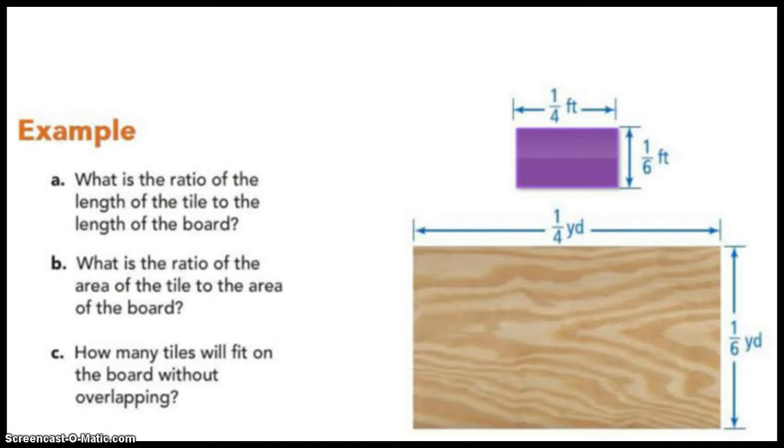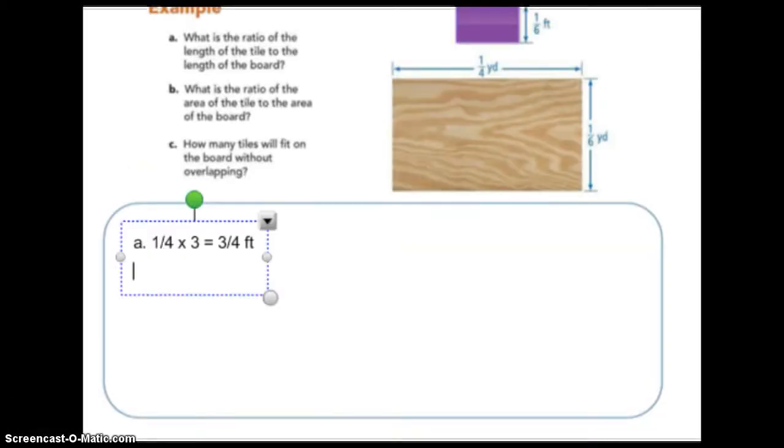The next example question has 3 parts. We're going to start with part A. It says, what is the ratio of the length of the tile to the length of the board? Well, the tile has a length of 1/4 feet, and the board has a length of 1/4 of a yard. So in order to make that ratio, we need to make them both into feet. If you remember from what we talked about earlier, there are 3 feet in a yard. So in order to turn the 1/4 yard into feet, we're going to multiply it by 3. So if we take 1/4 times 3, we get 3/4 feet.